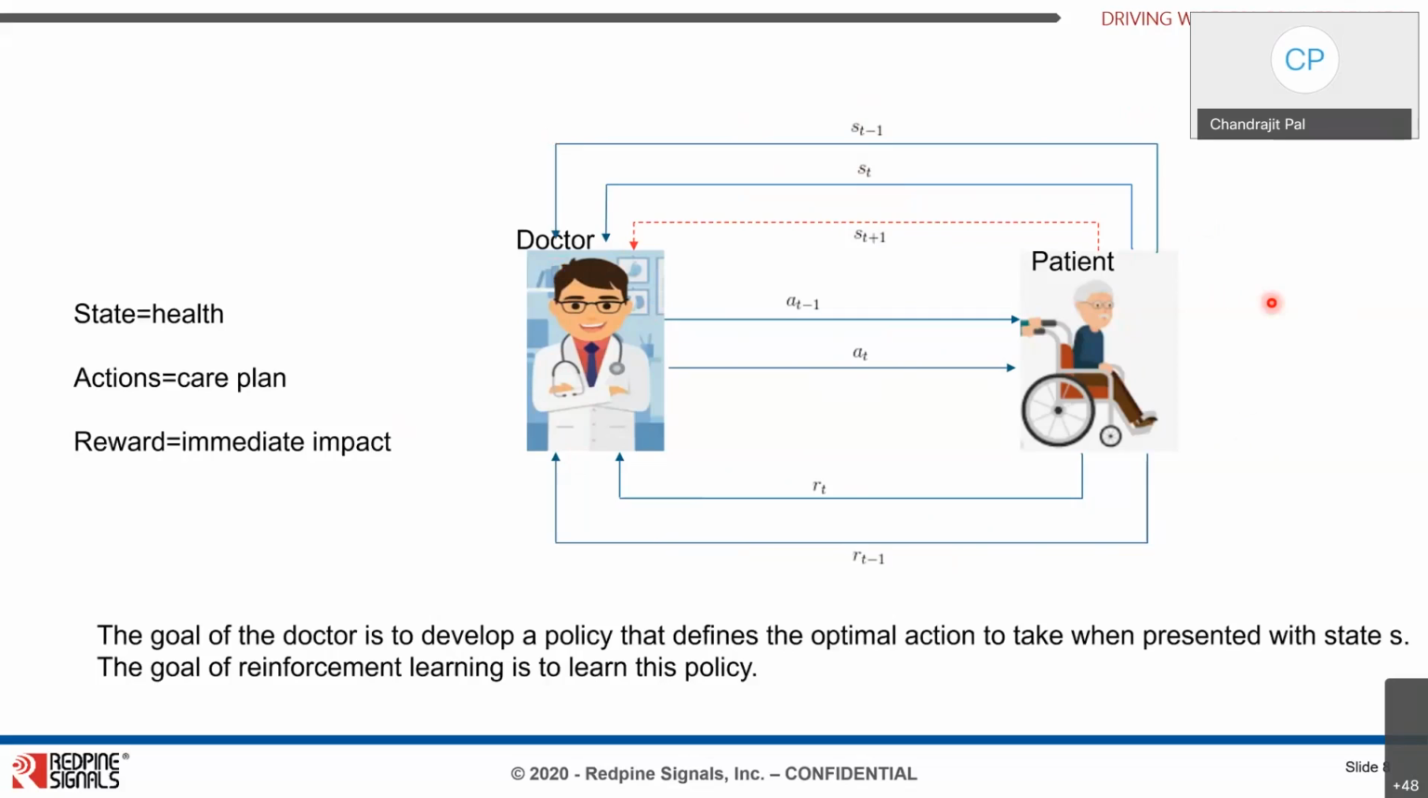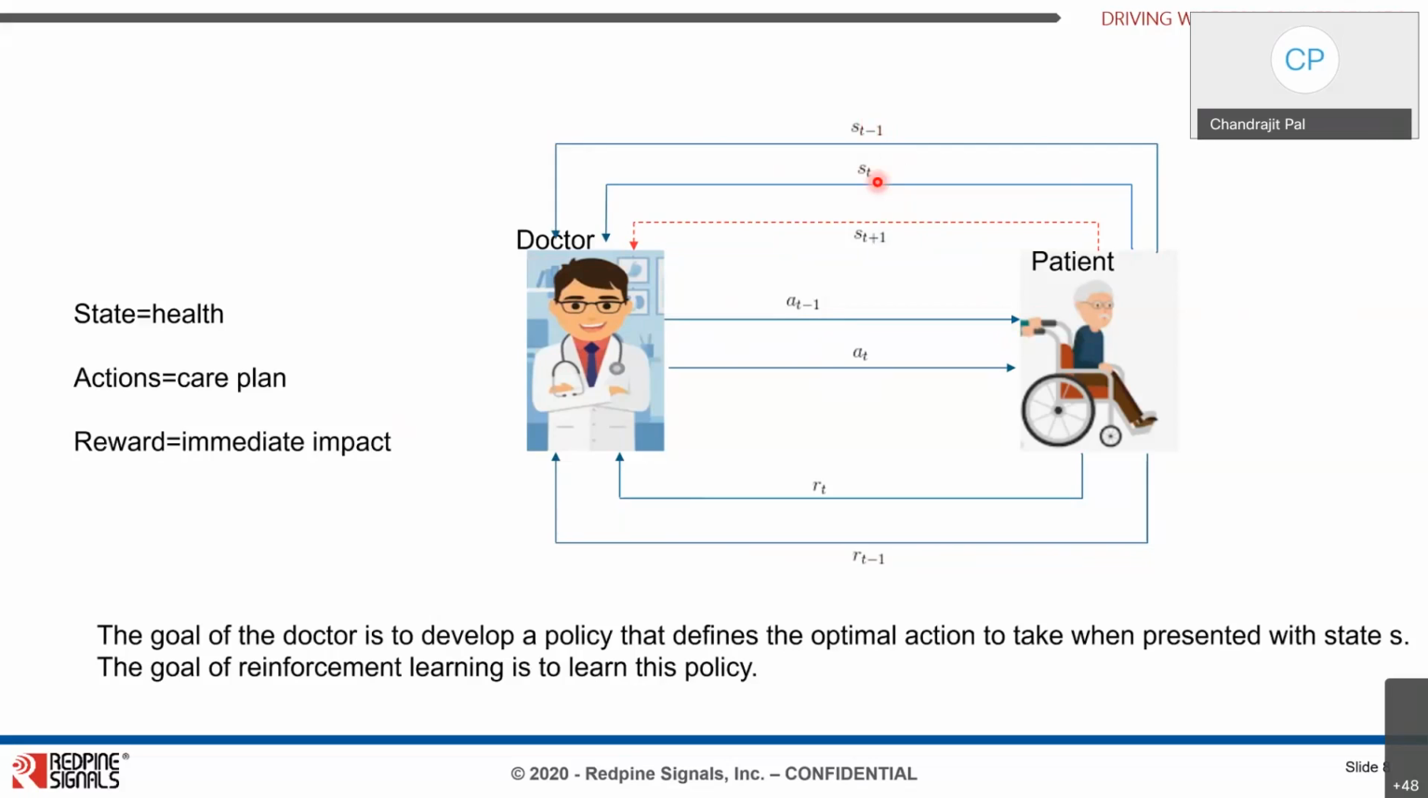Okay, at time T minus 1, the state of his health is given by S(T-1). The doctor, upon seeing this particular state of health, takes an action at time T minus 1, which is given by A(T-1). After applying this action, there will be a state change from S(T-1) to S(T).